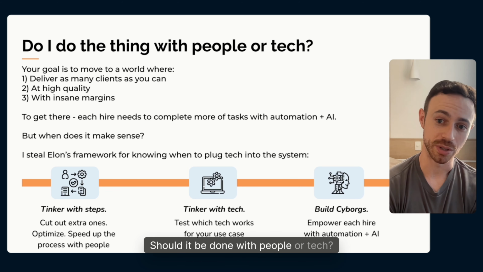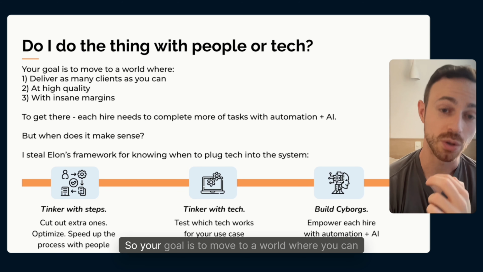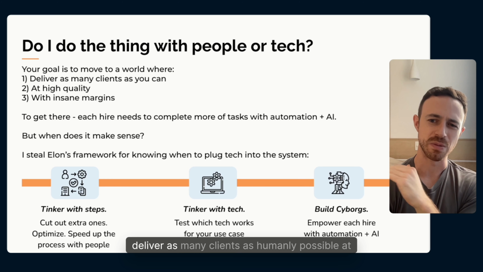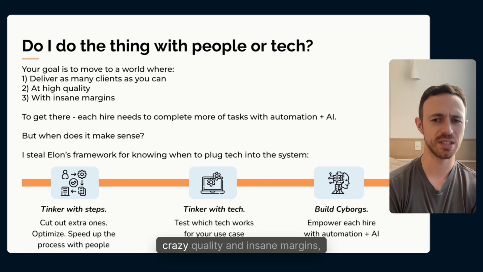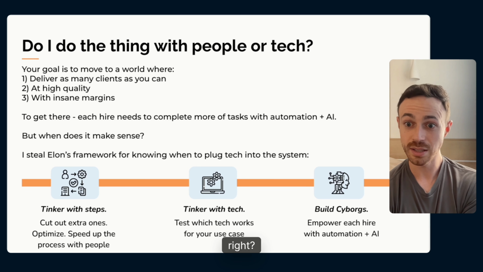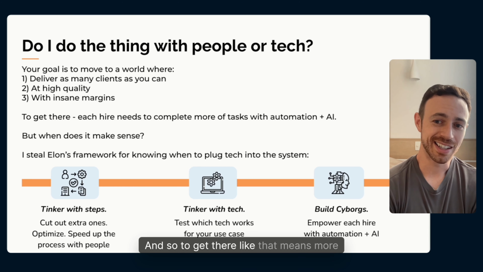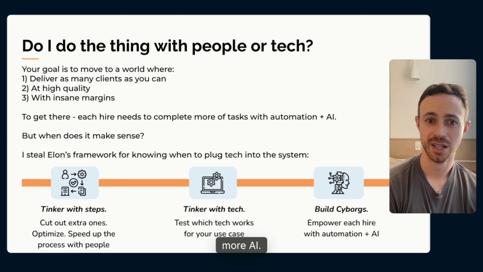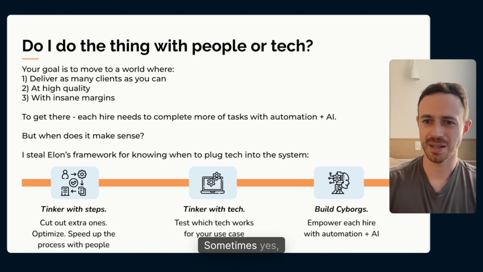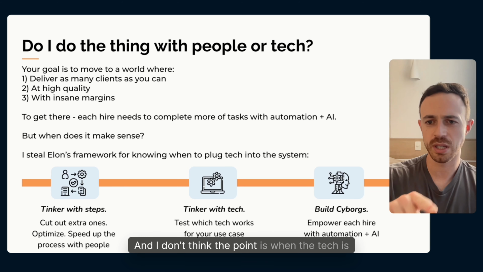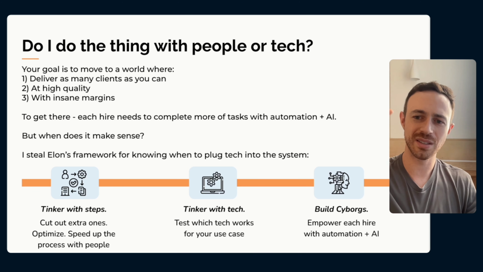Should it be done with people or tech? Your goal is to move to a world where you can deliver as many clients as humanly possible at crazy quality and insane margins, right? To get there, that means more automation, more AI. But at what point does it make sense? Sometimes yes, sometimes no. And I don't think the point is when the tech is the best.